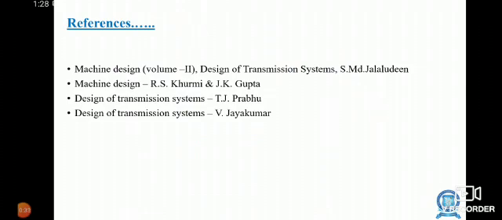This data is referred from the following books: Machine Design Volume 2, Design of Transmission System by Jalaluddin; Machine Design by R.S. Khurmi and J.K. Gupta; Design of Transmission System by T.J. Prabhu; and Design of Transmission System by V.B. Bhandari. Thank you.